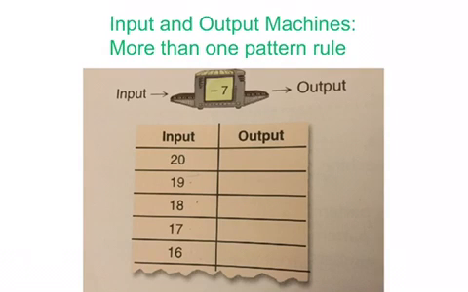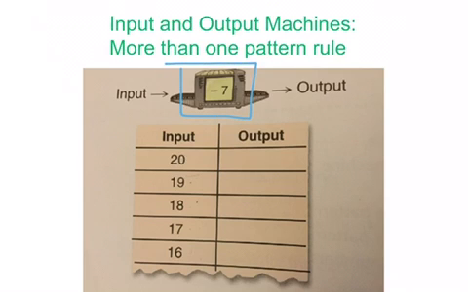Today we're going to be learning about input and output machines which have more than one pattern rule. Below is a picture of the input and output machine that you learned how to use last year, and it only has one pattern rule. You can see that the pattern rule for this particular input and output chart is -7.